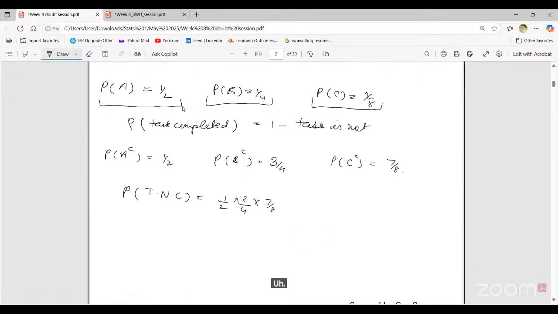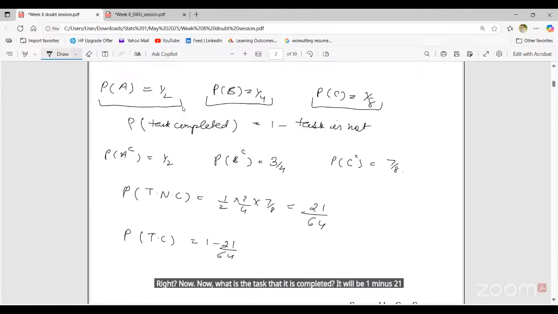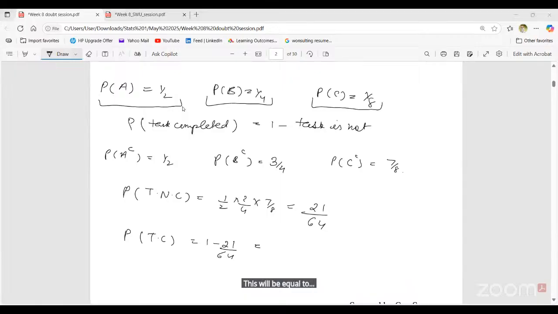They are independent events, right? So this will be equal to 21 by 64. Now the probability that the task is completed will be 1 minus 21 by 64, which will be equal to 43 by 64. Okay, ma'am, understood.